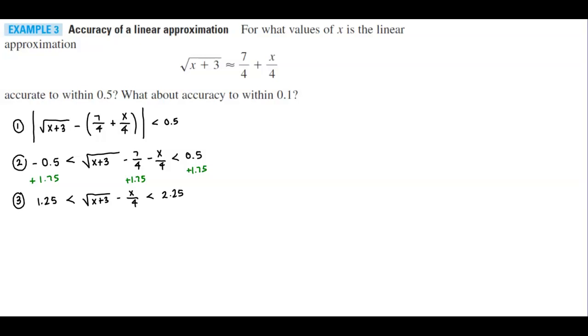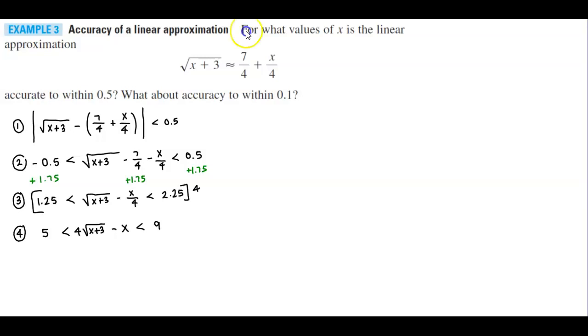Okay, so now we want to get rid of that 4. So we're going to multiply each term by the value of 4. So if we multiply every term in here by 4, 4 times 1.25 is going to give us 5. And this is going to be 4 times the square root of x plus 3. And then minus 4 times x over 4 is going to give us minus x. And then 4 times 2.25 is going to give us 9.